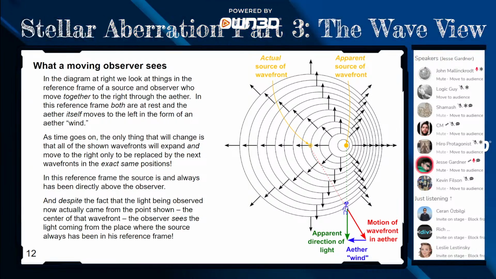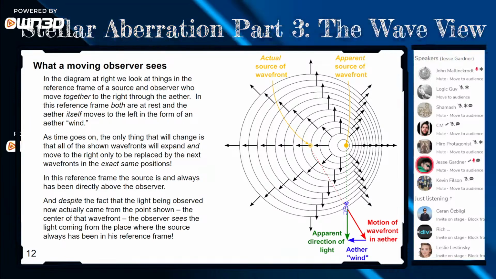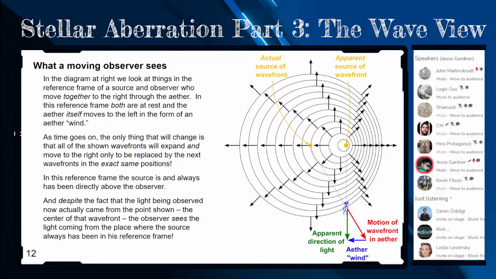And if you notice, that means that the observer will literally see the light coming from the place that it was emitted in his reference frame. It came from that light source. That light source in this reference frame has always been there. The observer has always been there. It's the ether that's moving to the left, not the source, not the observer. And the observer sees the light coming from that source, just as he should.